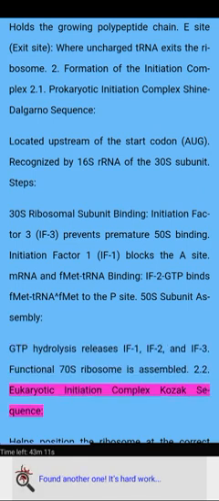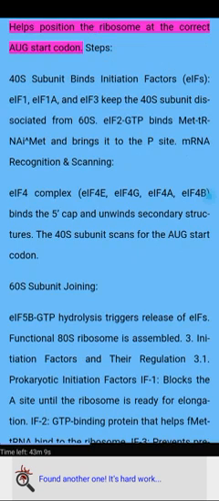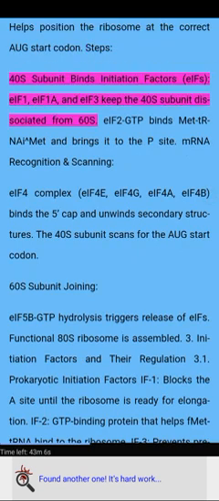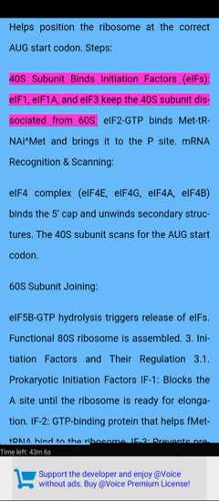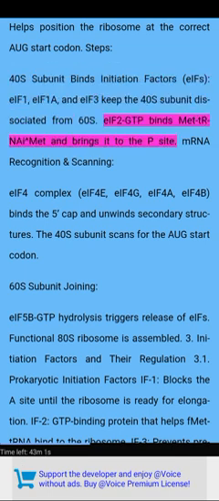2.2. Eukaryotic initiation complex. Kozak sequence helps position the ribosome at the correct AUG start codon. Steps. 40S subunit binds initiation factors, eIFs. eIF1, eIF1A, and eIF3 keep the 40S subunit dissociated from 60S. eIF2-GTP binds Met-tRNA and brings it to the P site.